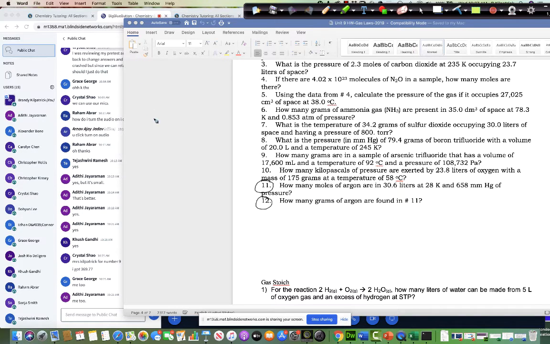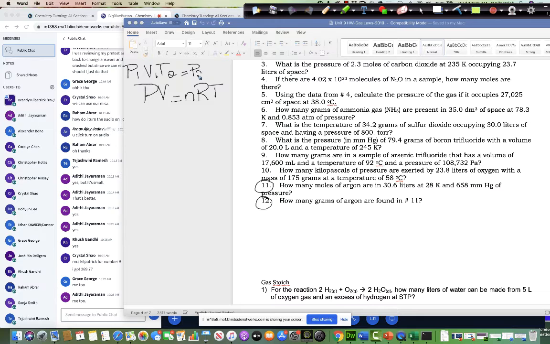So with the ideal gas law, we know that we're going to use the ideal gas law as opposed to combined because nothing is changing in this one. If you have a variable and you change the pressure, you change the volume, you change the temperature, you're going to want to use the combined gas law.